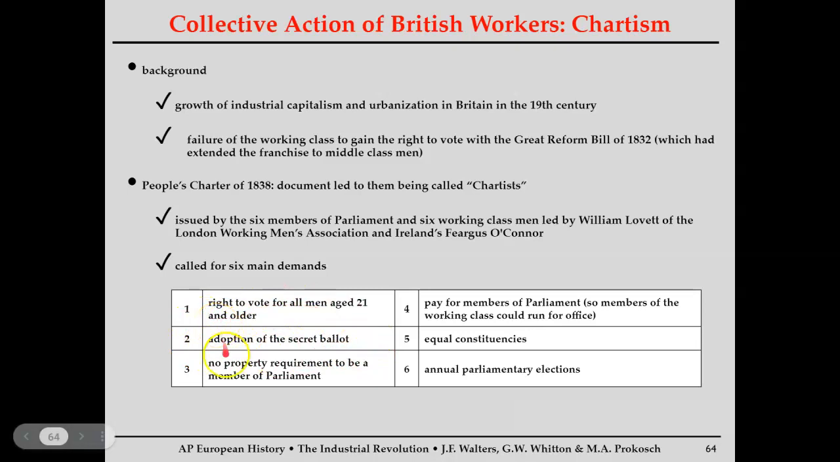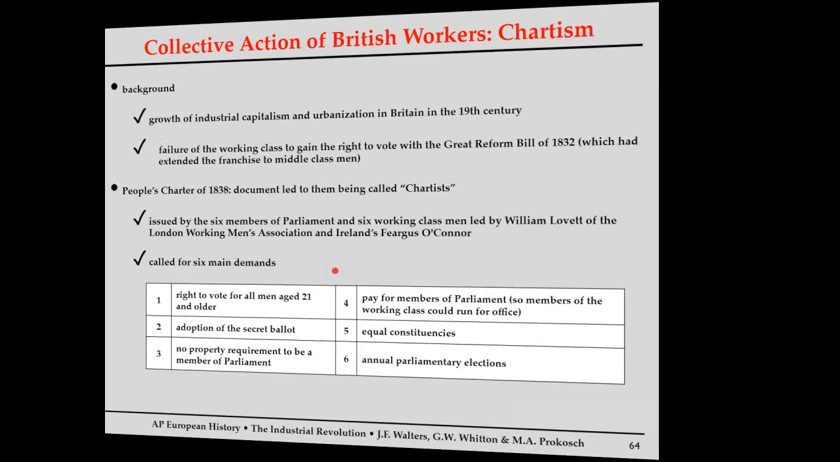That's important. If you want to be a member of parliament, don't have a property requirement. So you can have maybe regular people in parliament, not just really rich ones, maybe. Members of parliament should be paid, because if you're not paid, can average Joe become an MP? No, probably not. Equal constituencies. So there were some constituencies that had more power than others. That's important. And then make sure every MP gets elected every single year. And that's kind of important too. So eventually the Chartists become more and more popular with the working class. Let's see what it turns into.